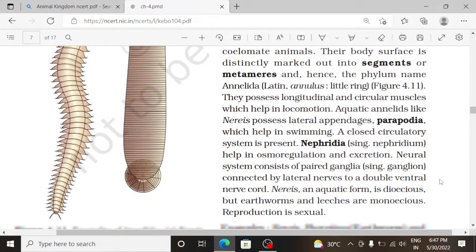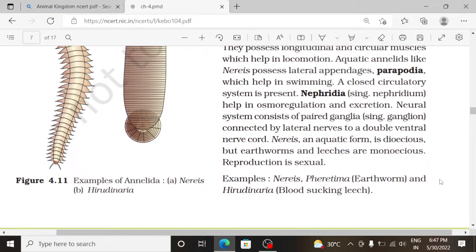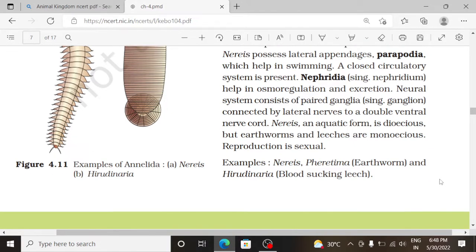Aquatic annelids like Nereis possess lateral appendages, parapodia, which help in swimming. A closed circulatory system is present. Nephridia, singular nephridium, help in osmoregulation and excretion. Neural system consists of paired ganglia, singular ganglion, connected by lateral nerves to a double ventral nerve cord. Nereis, an aquatic form, is dioecious, but earthworms and leeches are monoecious. Reproduction is sexual. Examples: Nereis, Pheretima, which is called as earthworm, and Hirudinaria, that is blood-sucking leech.